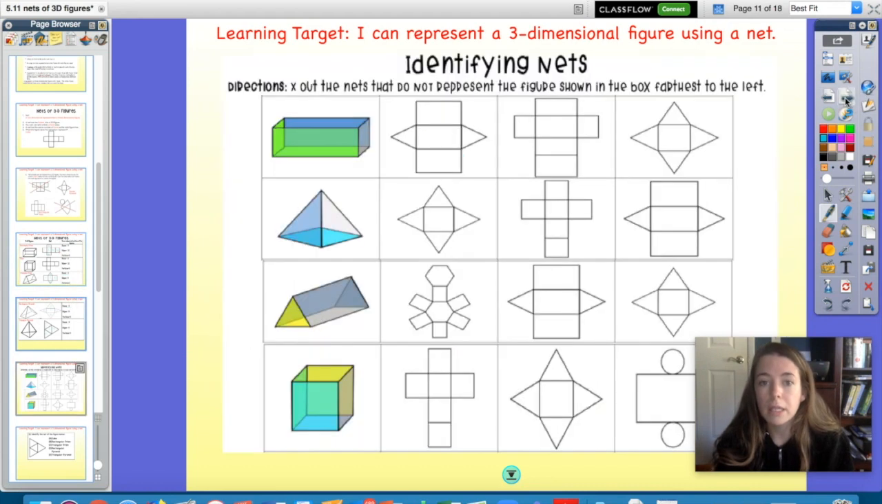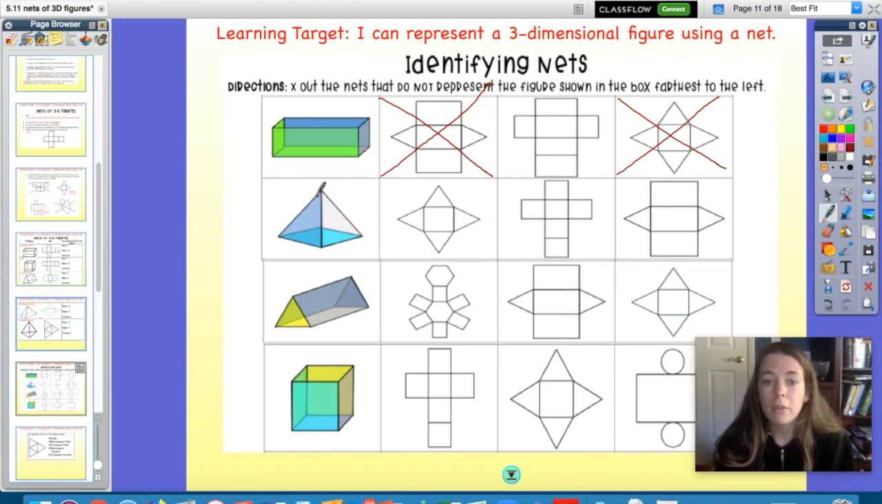Let's look at some examples. Here we have a rectangular prism. So I know this is wrong because it only has that one center shape. That makes it a pyramid. So now I'm left with these 2 prism nets. Well, this is a rectangular prism, so it's only going to be made up of rectangles, not this one, which has triangles on either end.